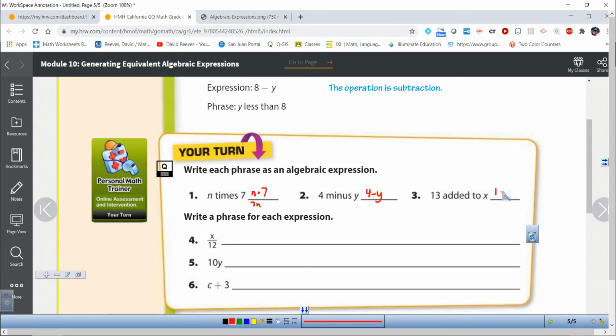13 added to x, 13 plus x. Again, 13 is our constant, plus is our operation, or addition is our operation, x is our variable. All right, write a phrase.